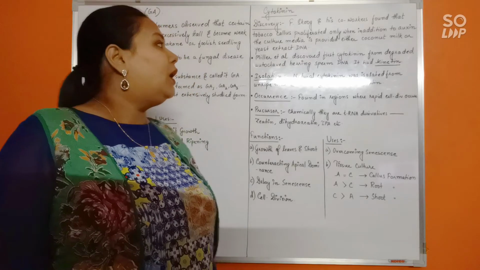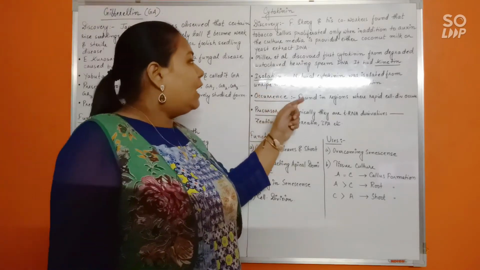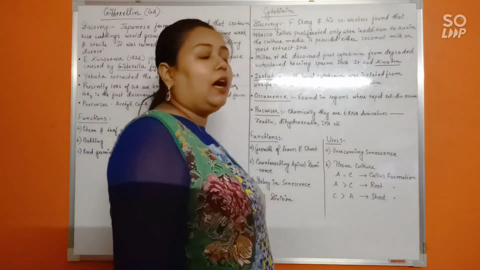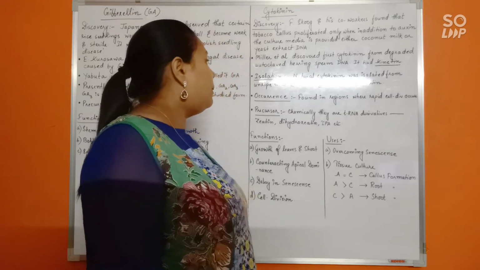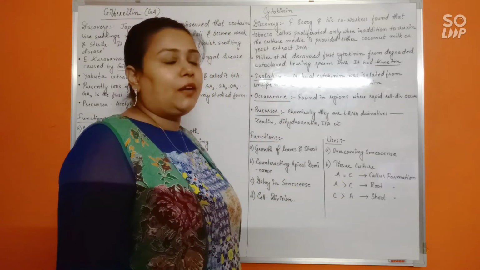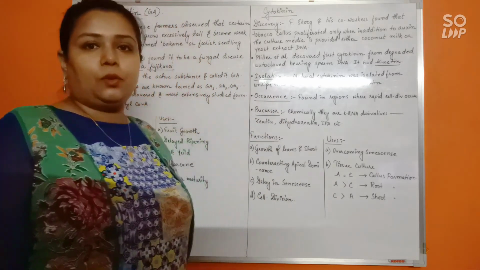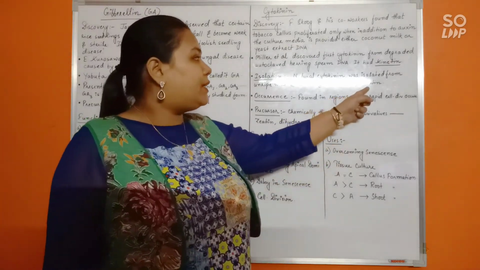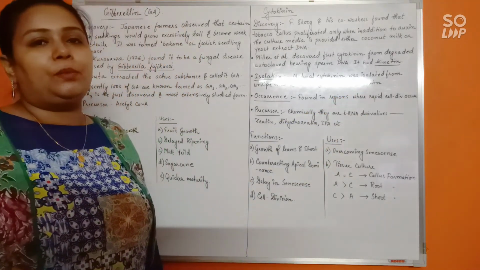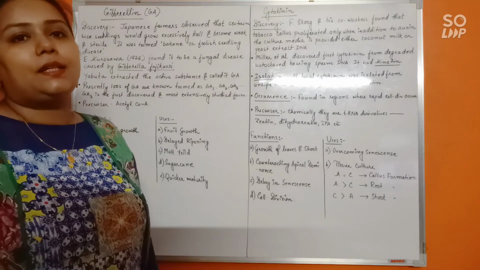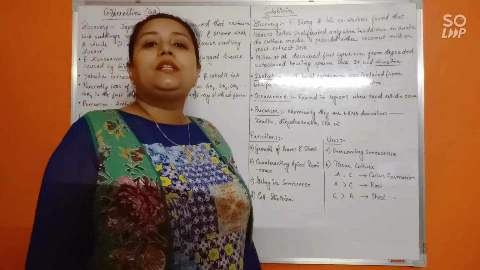Much later, natural cytokinin was finally isolated from unripe maize kernel and was given the name zeatin. So naturally occurring cytokinin for the first time was obtained from unripe maize kernel and was termed zeatin.